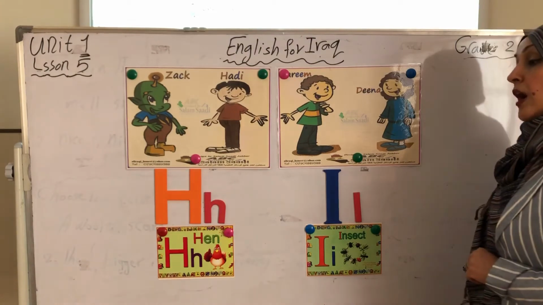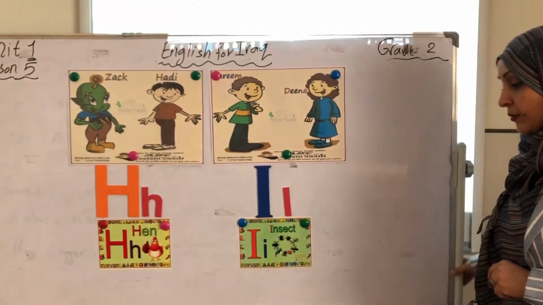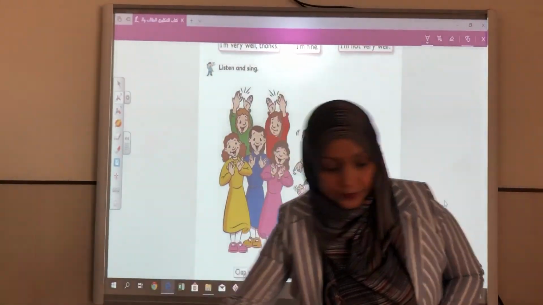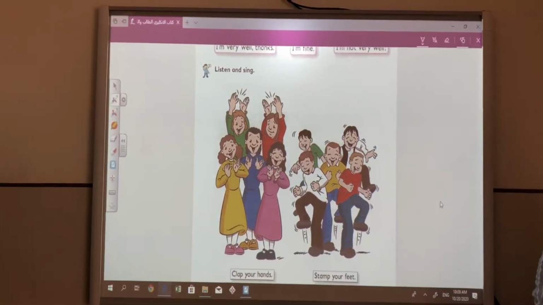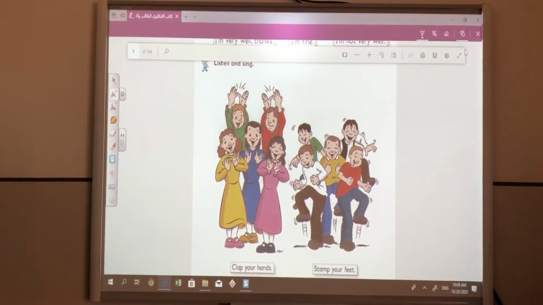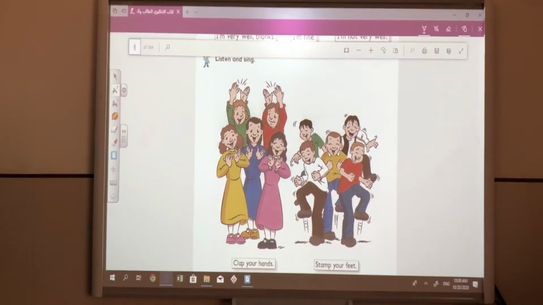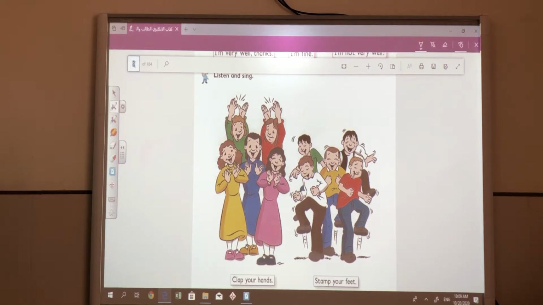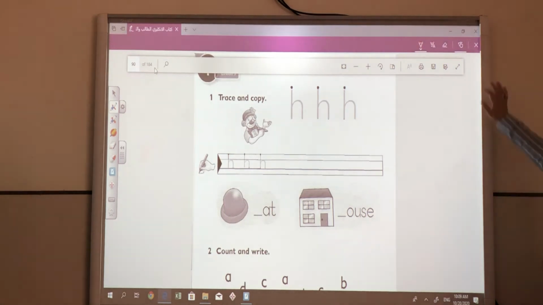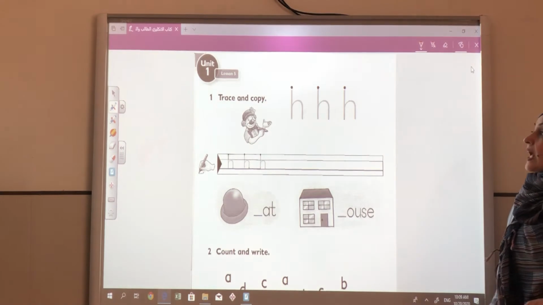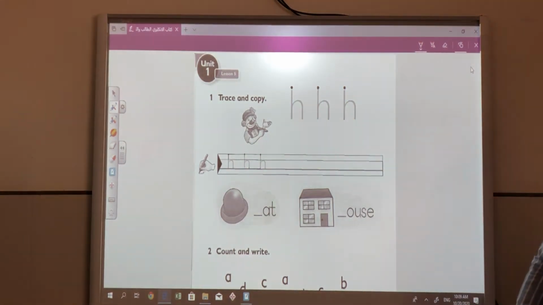Well done. Now let's go to the activity book. Open your activity book on page 10. Activity book, do you remember? Yes. What this letter? It's H.